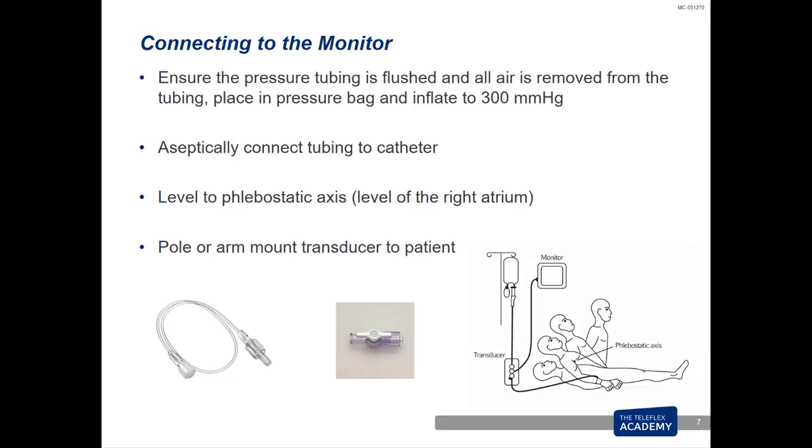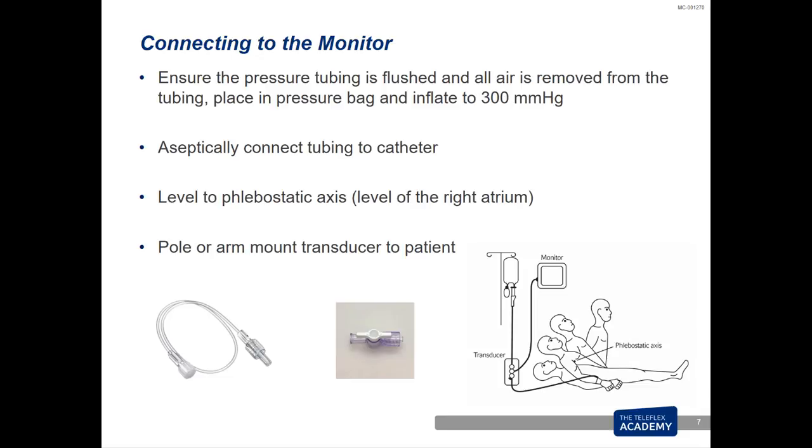We aseptically connect the tubing to the catheter, and you can do this either by a one-way stopcock and a 6-inch piece of high-pressure tubing that's dumped onto your sterile field, or you can do this by directly connecting your transducer onto your arterial catheter after insertion. We then level to the phlebostatic axis, or the level of the right atrium, and you can see in the picture here that the patient's either flat or at no more than a 35-degree angle head of bed. And this allows for each person within the hospital, one, to level to the exact same spot, but also to make sure that we are level to the right atrium regardless of the patient body habitus.